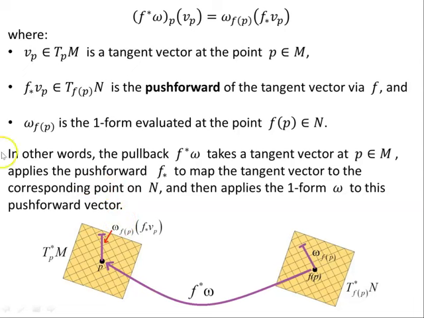So in other words, the pullback f star omega takes a tangent vector at p belonging to M, applies the push forward f star to map the tangent vector to the corresponding vector on N, and that's the subject of all the previous videos on the push forward, and then applies the one form omega to this push forward vector.